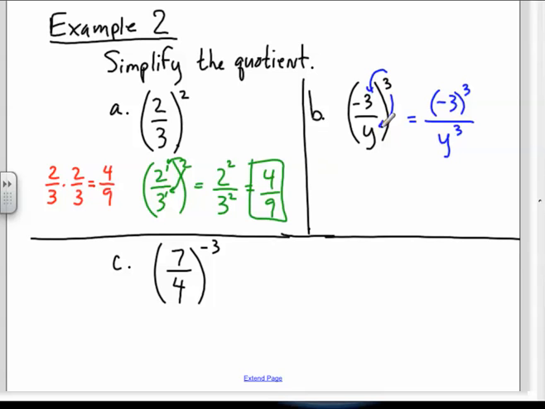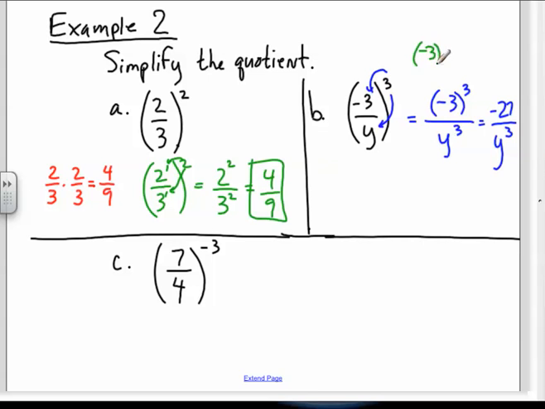So then -3 cubed. Well, that's -3 times -3 times -3. Since 3 is odd like this, that means that this thing's going to stay negative. So I'm going to get -27 over y cubed. Okay, simple enough. Because remember, this thing on top, it's negative.